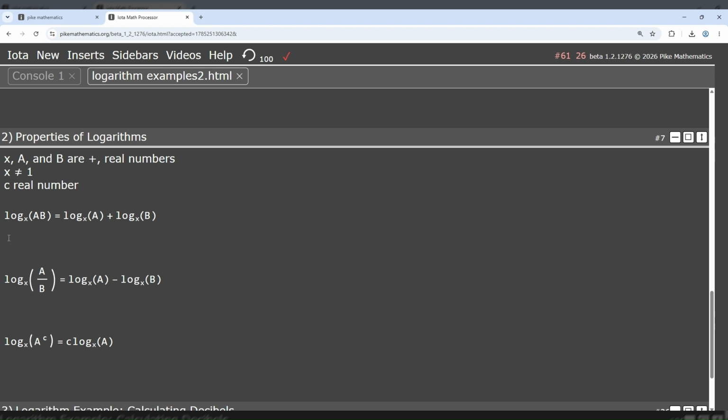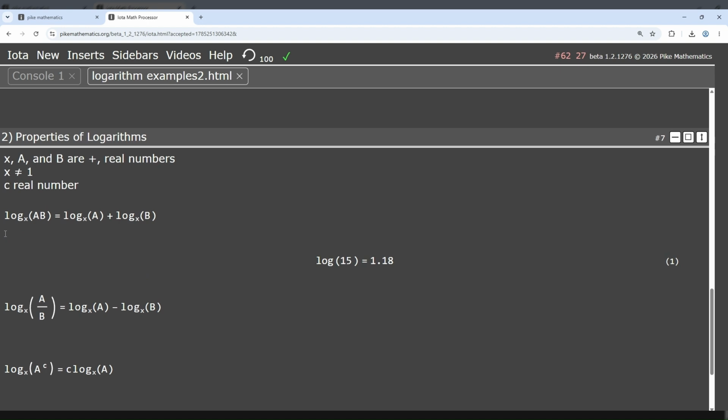So what's the first property? It says that the logarithm of a times b is equal to the logarithm of a plus the logarithm of b. All right, let's demonstrate that. What if I take the log of 15? What is that equal? 1.18. Well, 15 is equal to 3 times 5, so I ought to be able to take the logarithm of 5 plus the logarithm of 3 and get the same answer. Let's see. There you go, 1.18.